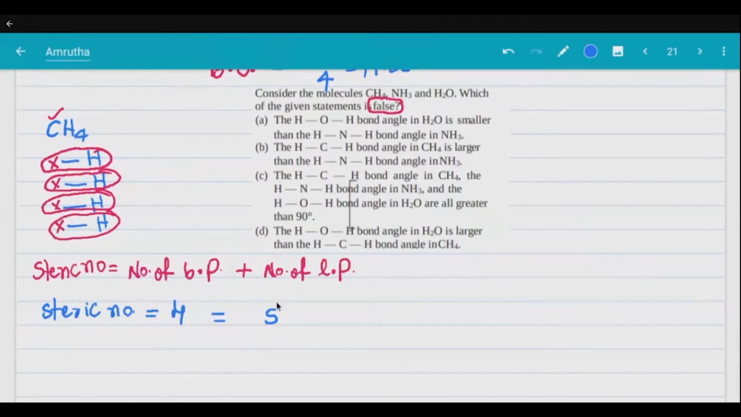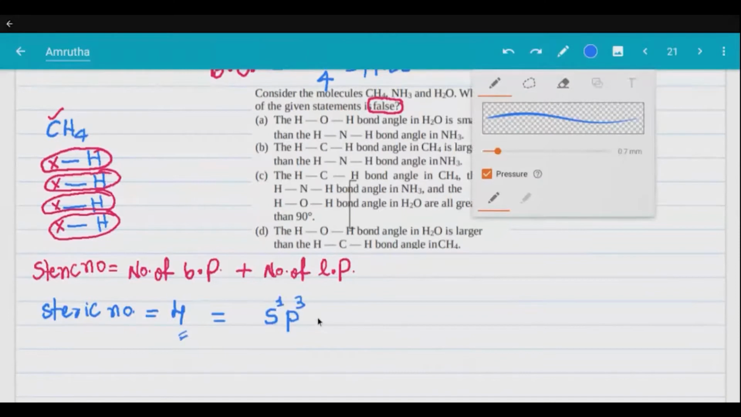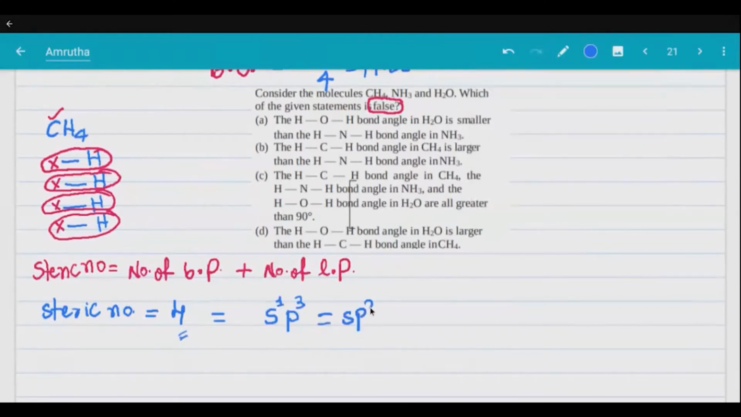Now S means there is 1. In total we need 4, right? 4 is the steric number. So P and 3. This is basically sp3 hybridization. So what I'll do is erase this, and I can write it in a very simple way: sp3, s1 3p, total 4, right? So carbon hybridization is sp3. If it is sp3, then the shape is tetrahedral.